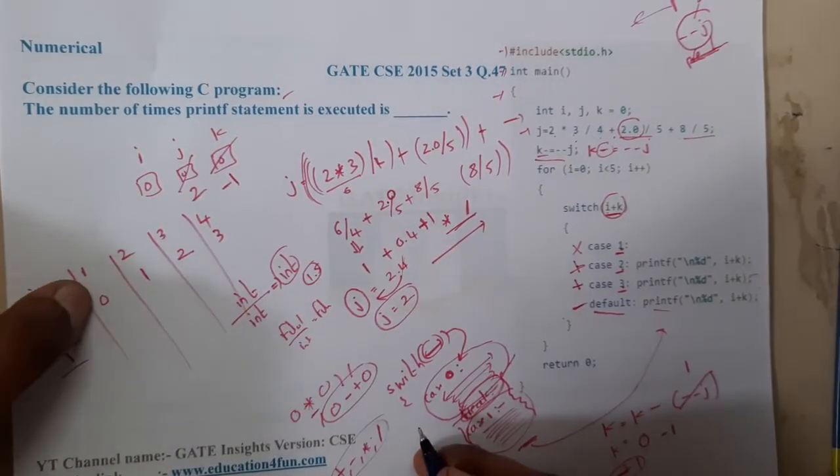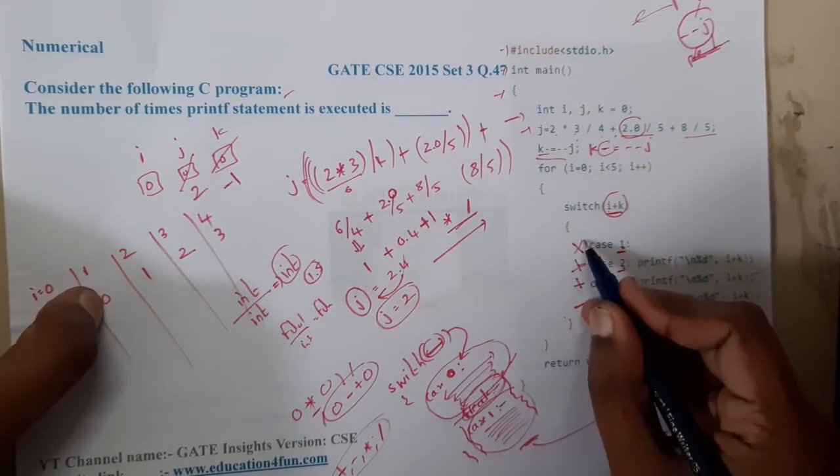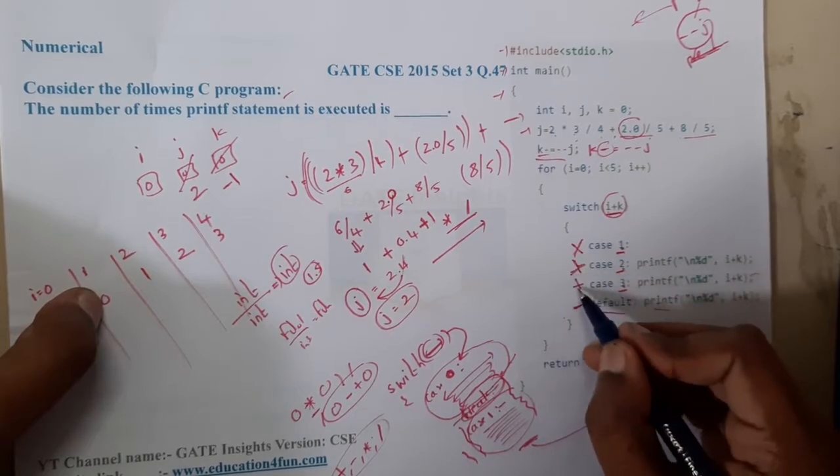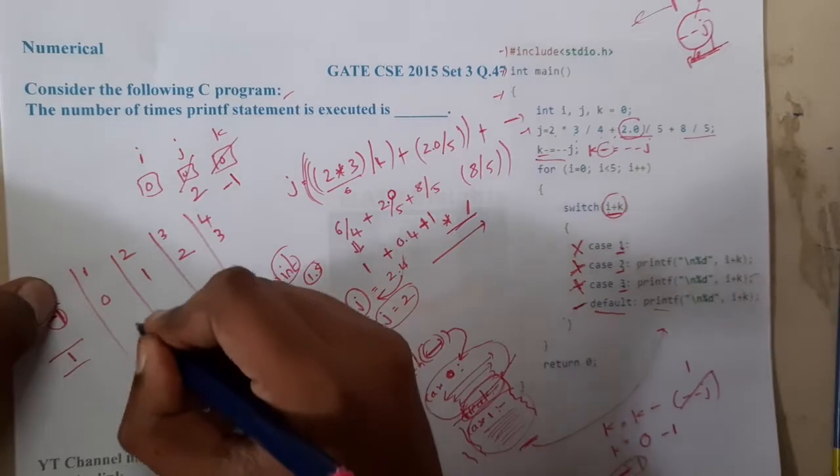Similarly, now moving on to the next case. For this, the switch value is 0. Is 0 equal to 1? No. Is 0 equal to 2? No. Is 0 equal to 3? No. So everything is false, so default will execute, right? Yes.